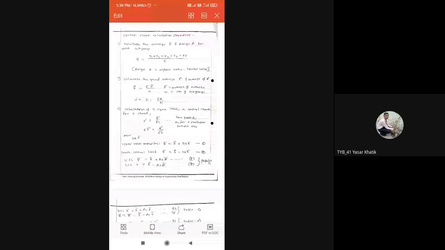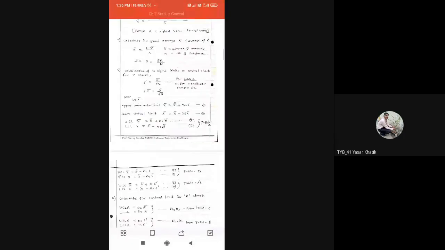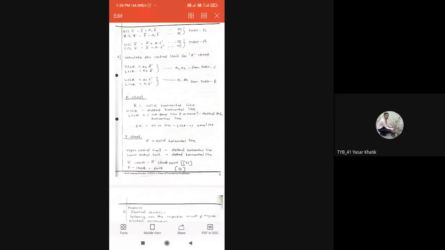Just the upper control limit and lower control limit, we will observe only one change, that is a sign in between the average of averages and A2 R bar, that is a plus and minus. Okay, then once you go and see that table, we will understand. Okay, so this is just the formula, and these are just steps from this table where you can easily find out the upper control limit and lower control limit for the X bar chart and R chart.